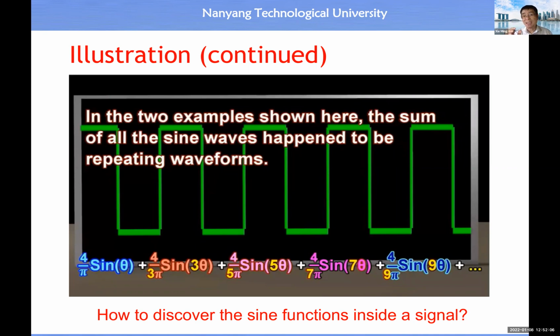So this is why you see the Fourier transform is extremely important in science and engineering. Not only does it help us to understand the nature of any signal, but it offers us the tool to do this forward transformation, inverse transformation, and to discover the individual sine functions inside any signal. So this is a very, very powerful mathematical tool and an extremely important discovery in science and engineering.